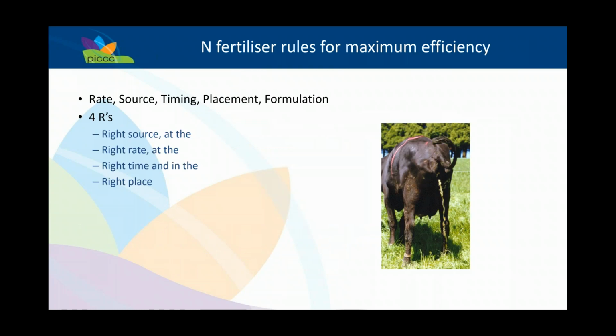So we tend to stick to the rules of nitrogen being the 4 R's: rate, source, timing, placement, formulation. So the right source at the right rate, at the right time, and the right place. And I've added formulation in there, and I'll deal briefly with that tonight. It's a more recent one we've brought in to deal with slow-release fertilizers or the inhibitor fertilizers or green urea that are designed to reduce losses of nitrogen.